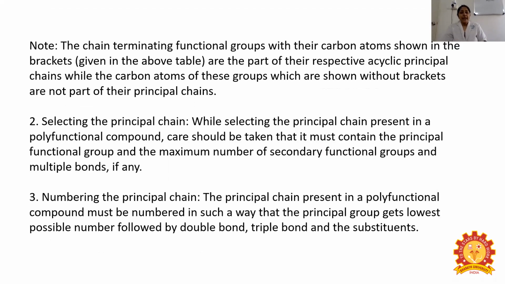So note the chain terminating functional groups with their carbon atoms are shown in the brackets in the above table. They are part of the respective acyclic principal chain, whereas the carbon atoms of these groups shown without the brackets are not part of the principal chain. While selecting the principal chain present in the polyfunctional compound, care should be taken that it must contain the principal functional group and the maximum number of secondary functional groups and multiple bonds, if any.